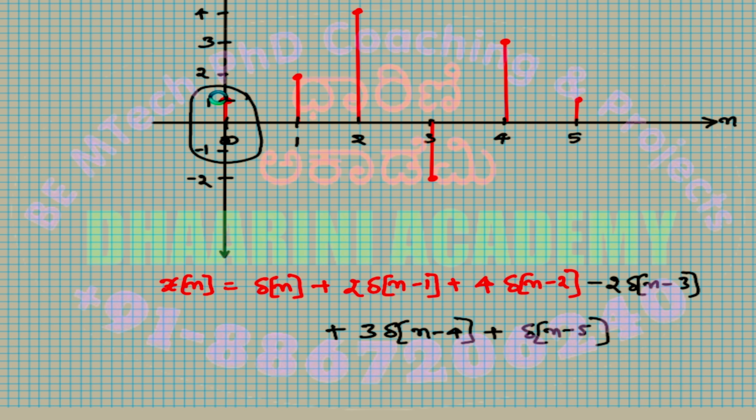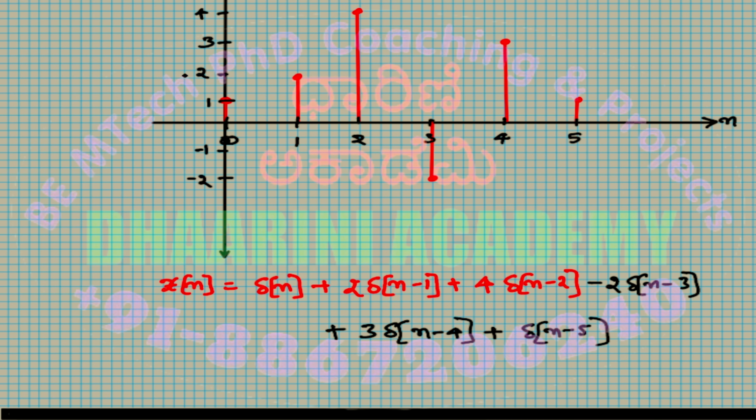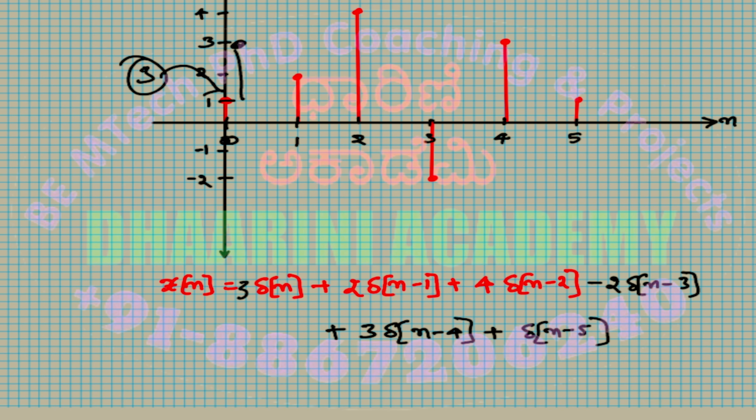Now I'll make a change. Assume that this value is not 1, but instead you had a 3 here at this position, so this will go up to 3. In that case, your function would have been 3 times delta of n. That's the only difference. Now it is given as 1, so I have written it as delta of n.